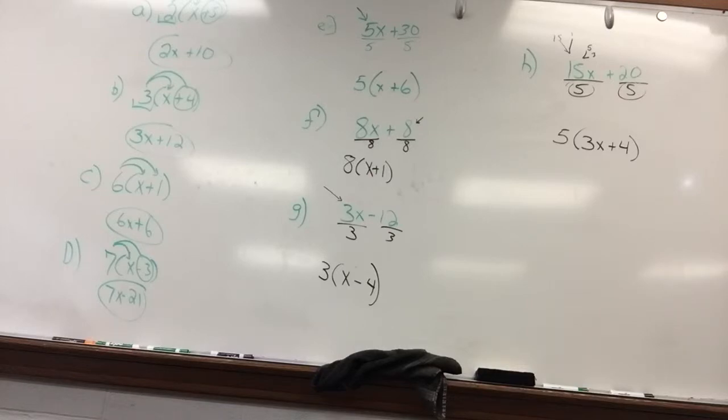It is divisible by 8. So we know 8 is divisible by 8. So we'll have 8 on the outside.